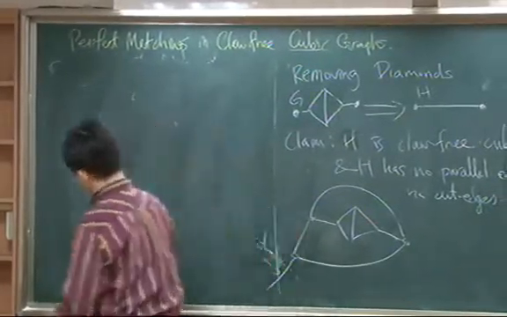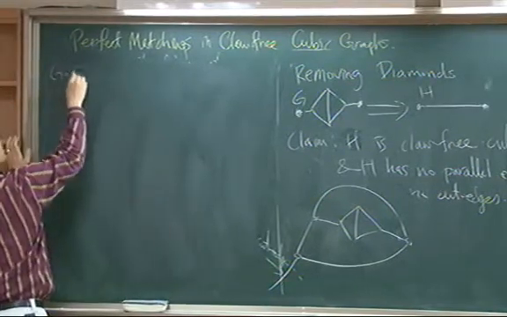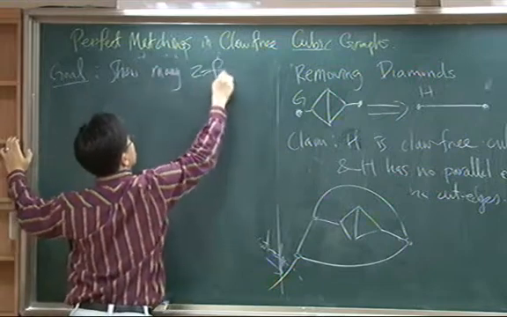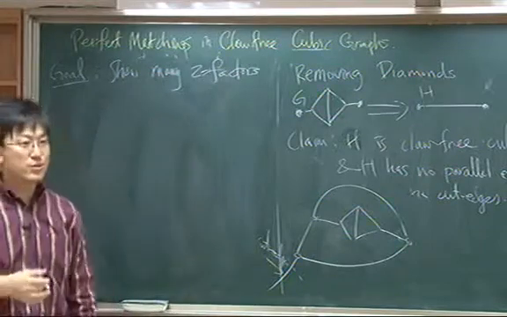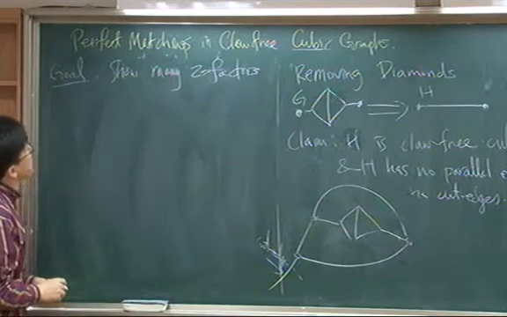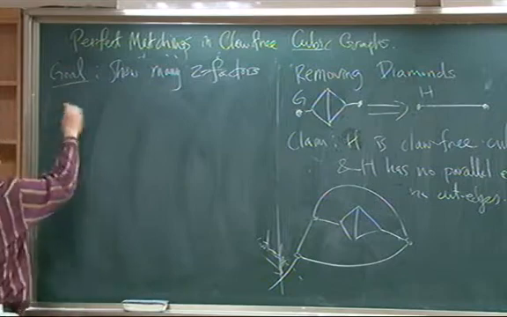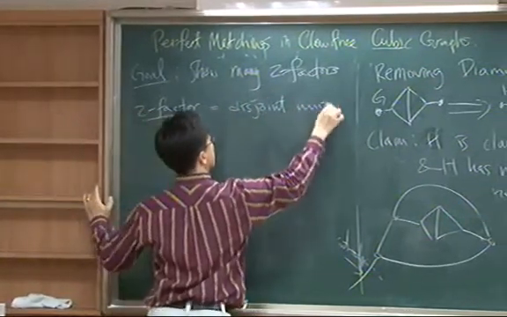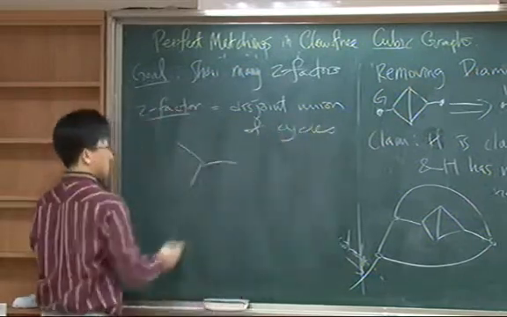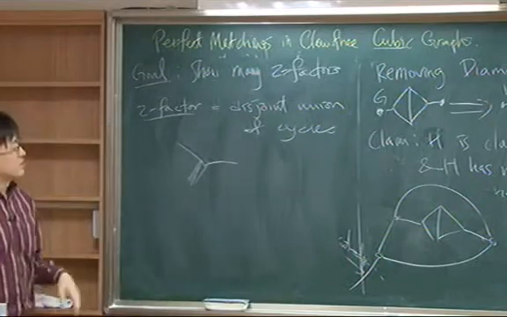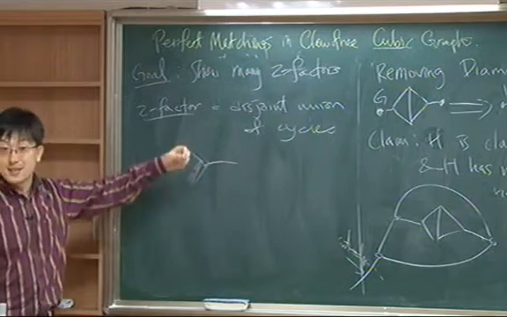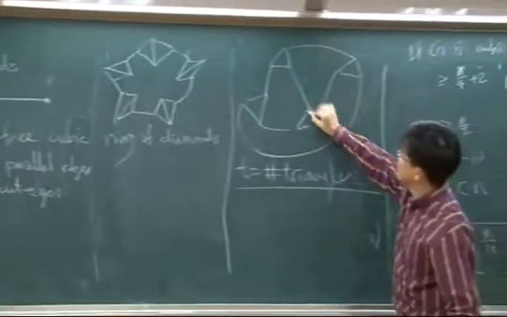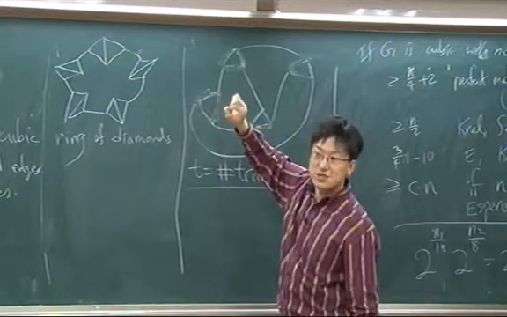The goal is to show that there are many two-factors. Once we have the structure, now we are using the structure to prove that there are many two-factors. In a three-regular graph, a two-factor is just a disjoint union of cycles. For every vertex, you have to select two edges. One way you can make a two-factor, obviously, is to take each triangle once. That's a two-factor.